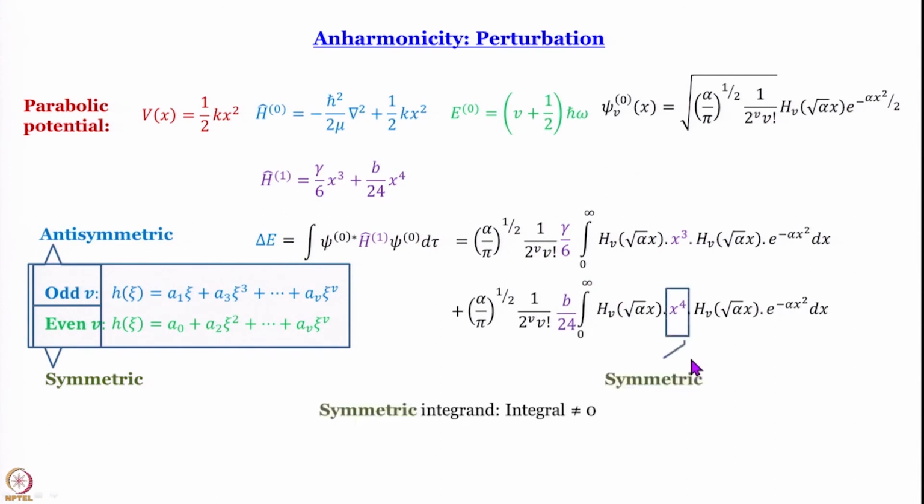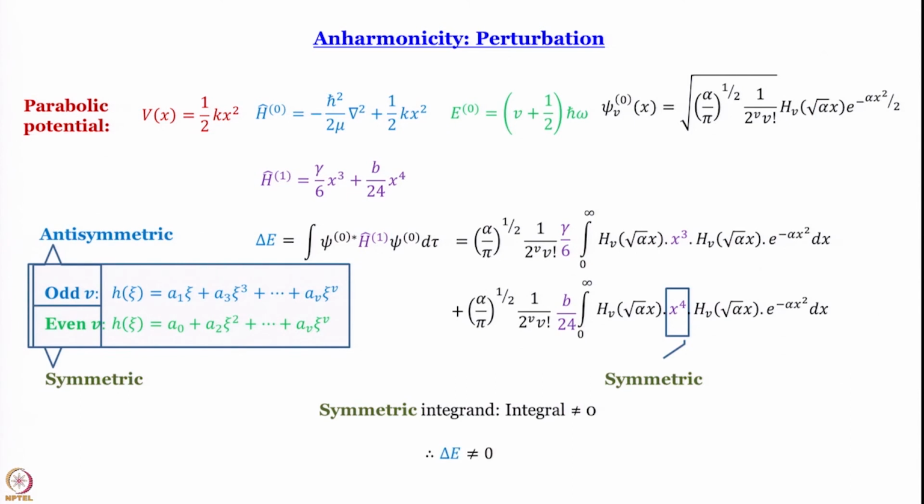Now see, this x to the power 4 is symmetric. Replace x by minus x, x to the power 4 is not going to change sign. So, it is symmetric. So, what do we have here? The first Hermite polynomial and that Hermite polynomial, no matter whether they are symmetric or not, their product is symmetric. This Gaussian factor is symmetric. Now, x to the power 4 is also symmetric. What does that mean? That means the entire integrand is actually symmetric. So, the integral is non-zero and the contribution made to energy is also non-zero.